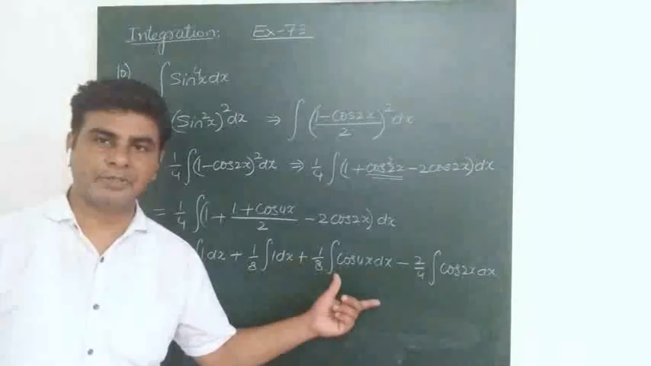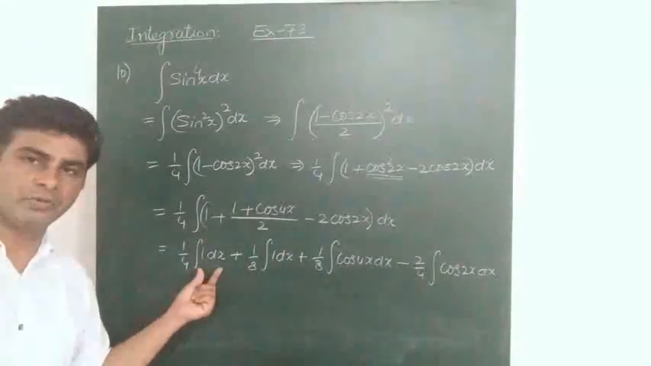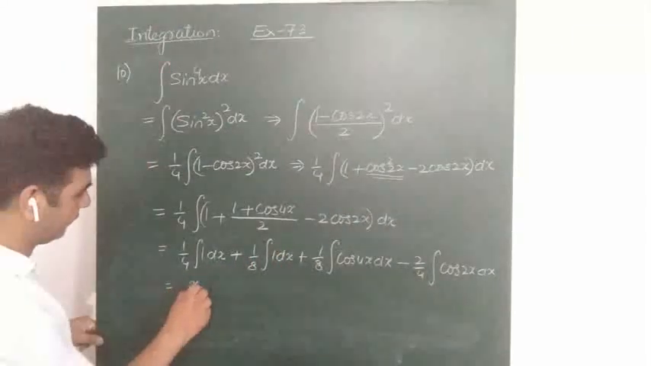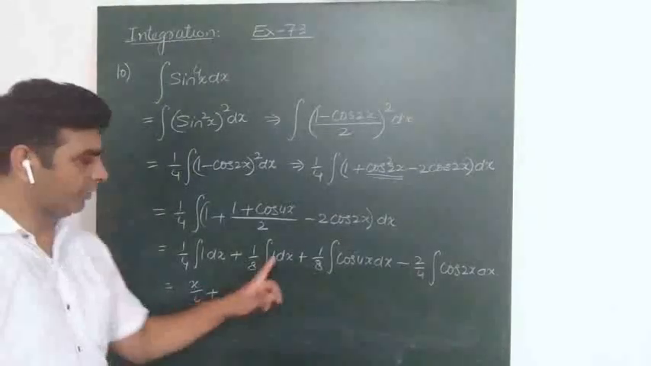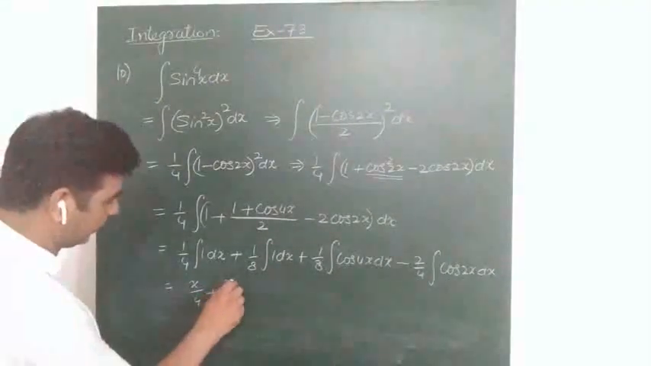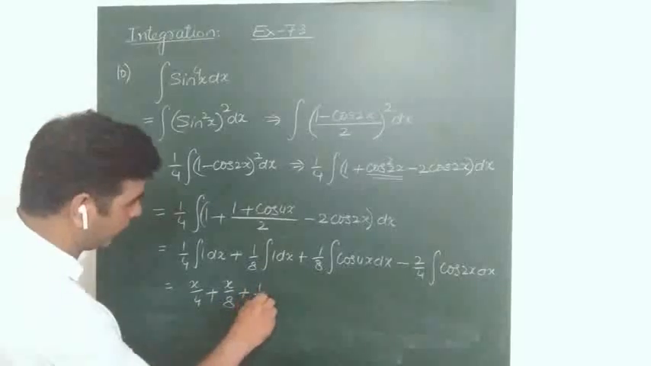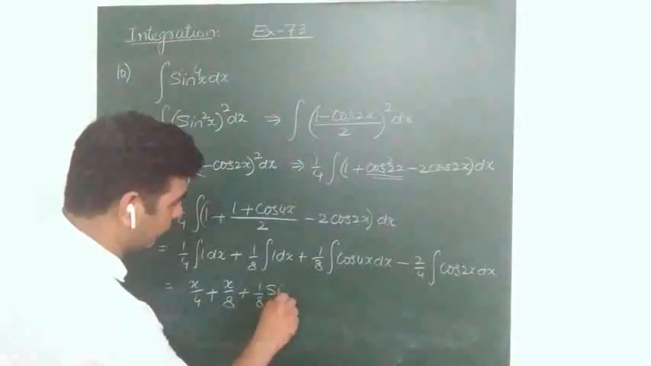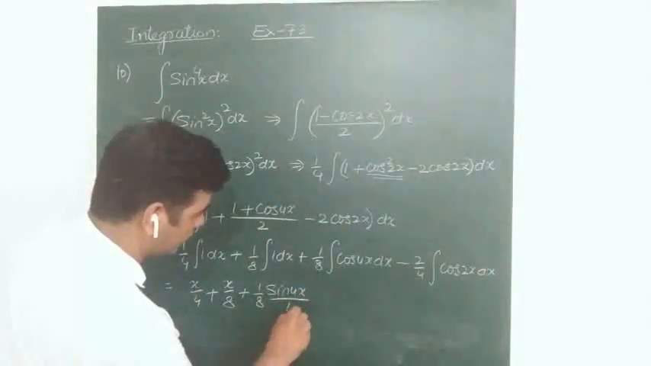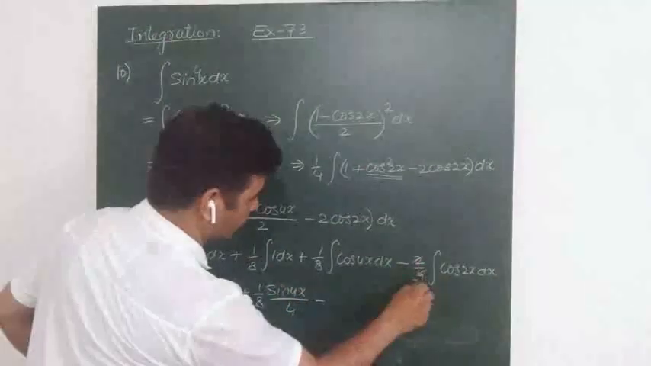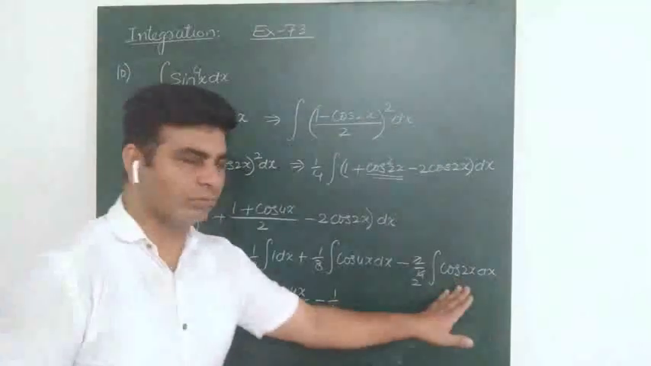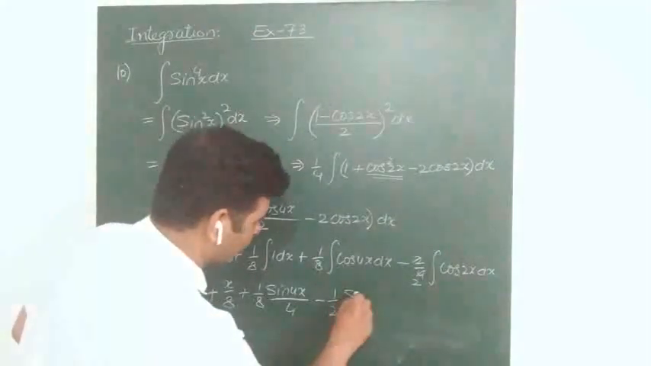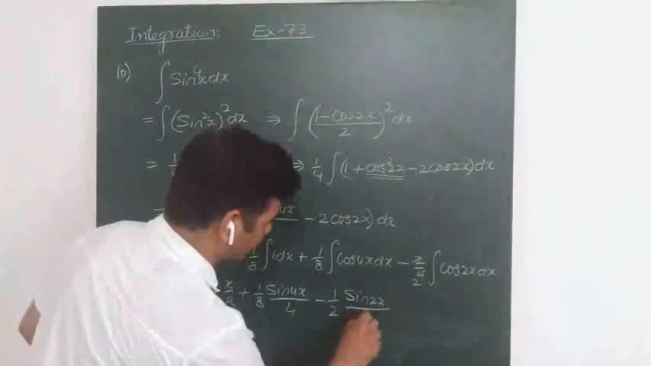All terms are in separation form. Integration of 1 is x, this is x by 4, plus again integration of 1 is x, this is x by 8, plus 1 by 8 of integration of cos 4x is sin 4x by 4, minus, cancel out, this is 1 by 2. What is the integration of cos 2x? This is sin 2x by 2, plus c.